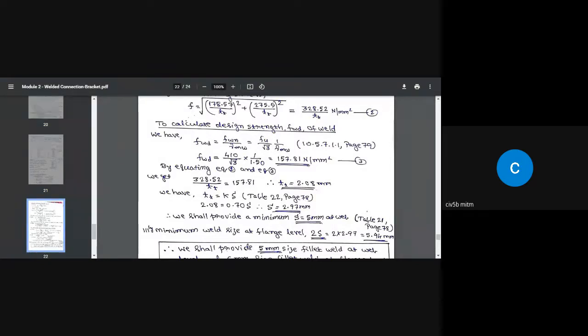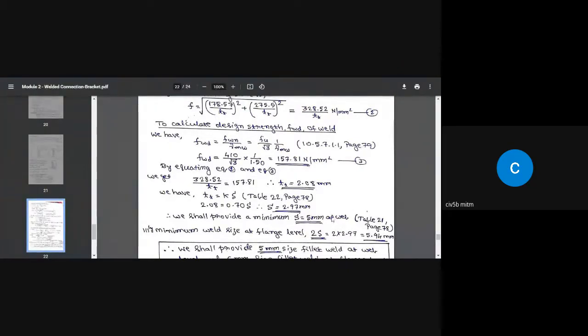However, if you open page number 78 of the code book, please open it. So page 78, Table 21. Are you there on that page? So there, Table 21: minimum size of first run or of a single run fillet weld. So we have to provide a certain minimum size. That depends on the thickness of the two parts which we are trying to connect.